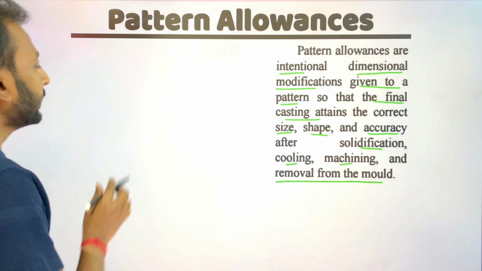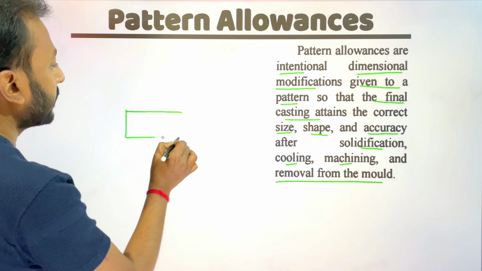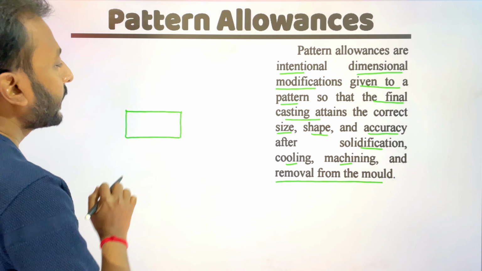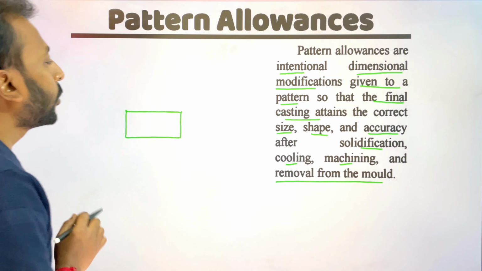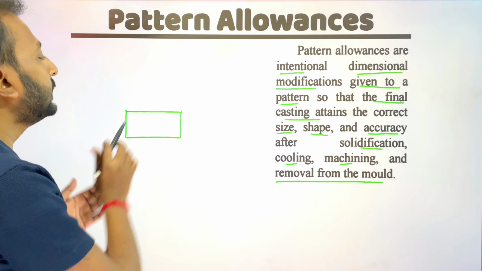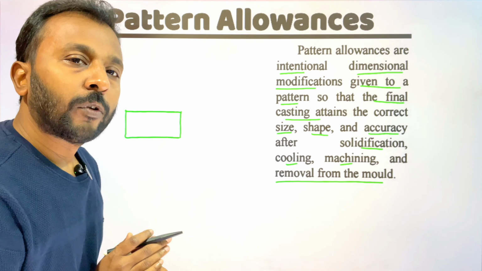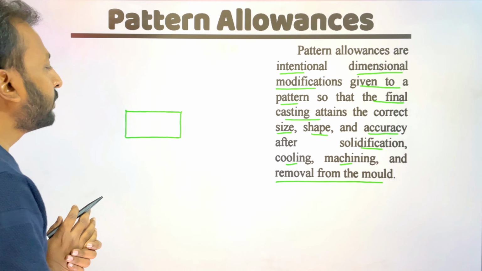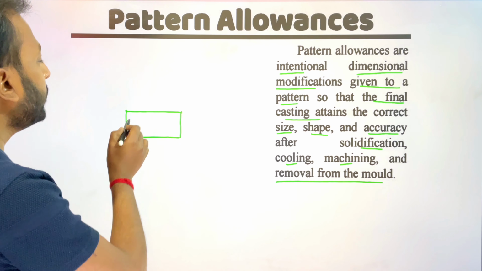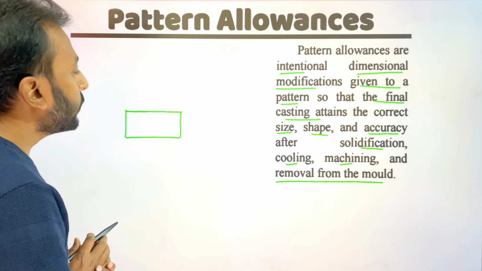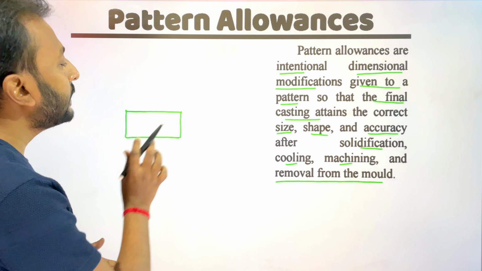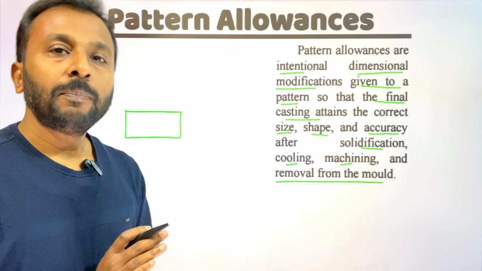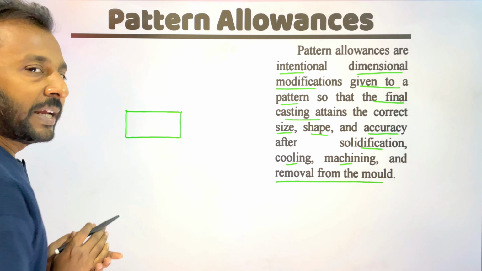So this is the pattern, and by the help of this pattern we have created the cavity, and after creating the hollow cavity we have filled this hollow with the help of molten metal, and after solidification we get this product. But when we are getting this product, this is slightly smaller than the actual pattern or actual cavity we made.